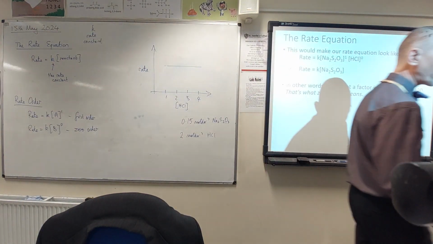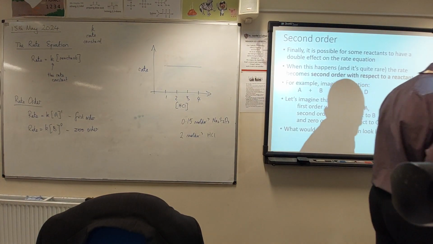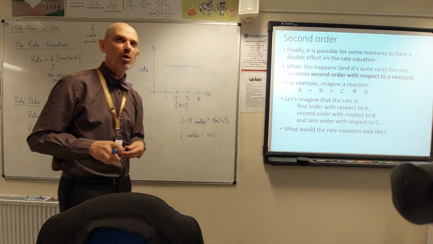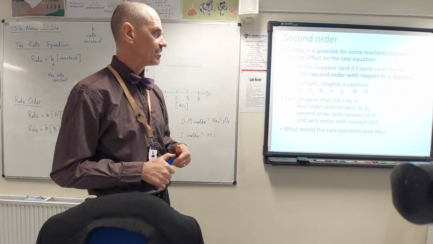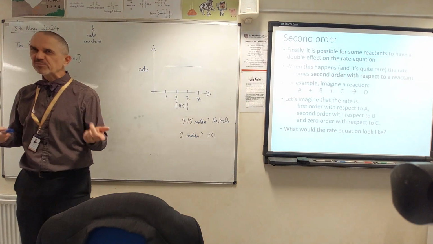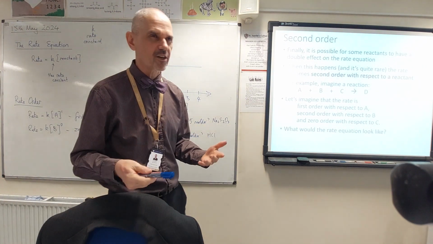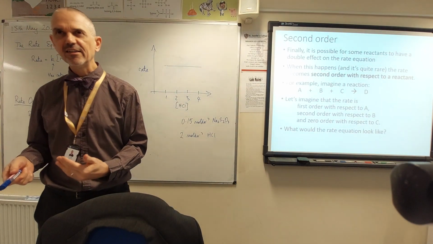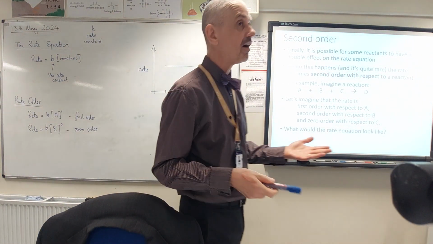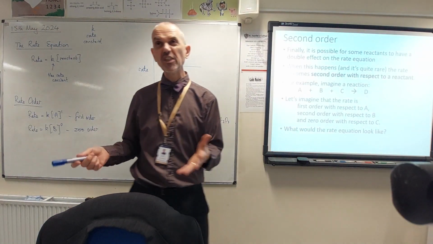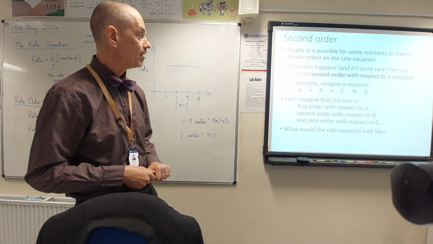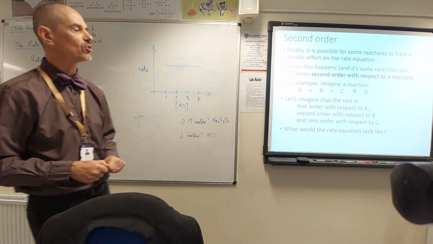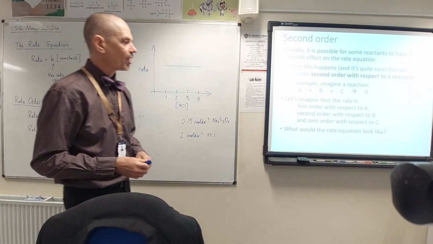HCl is not a factor in the rate equation. That's what 0 order means. It is possible to have a second order reactant. Now, I'll explain later on how this can arise. It's very rare. Most reactants are first order or 0 order if we make them 0 order, but we can have second order reactants.